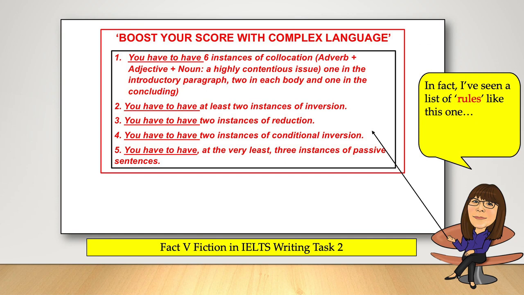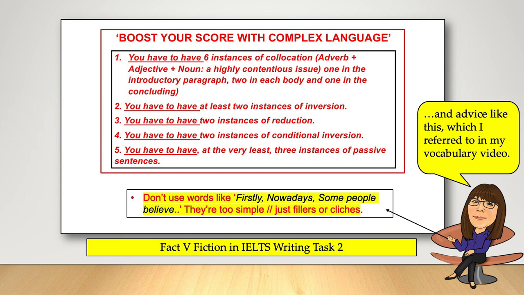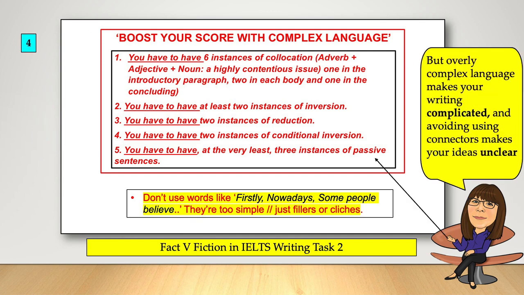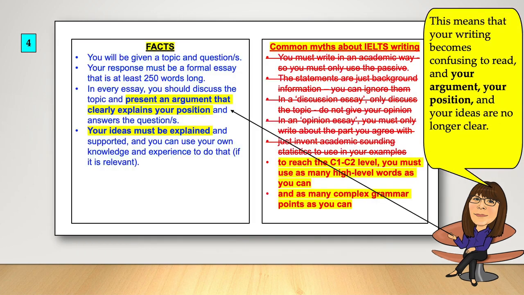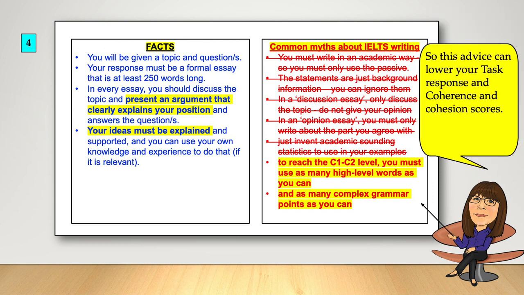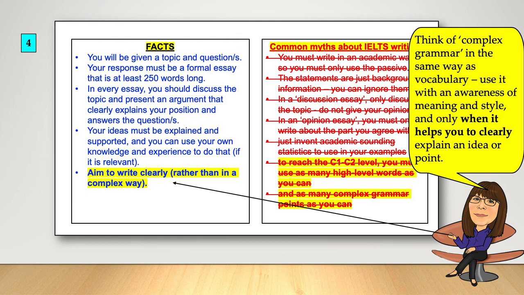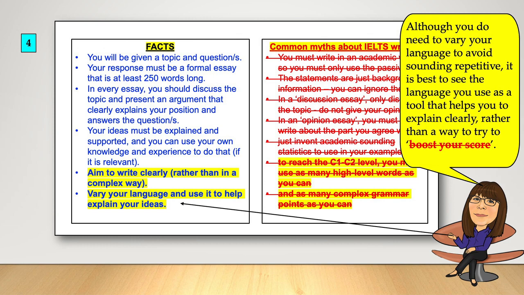In fact, I've seen a list of rules like this one, and advice like this, which I referred to in my vocabulary video. But overly complex language makes your writing complicated, and avoiding using connectors makes your ideas unclear. This means that your writing becomes confusing to read, and your argument, your position, and your ideas are no longer clear. So this advice can lower your task response and coherence and cohesion scores. Think of complex grammar in the same way as vocabulary. Use it with an awareness of meaning and style, and only when it helps you to clearly explain an idea or point. Although you do need to vary your language to avoid sounding repetitive, it's best to see the language you use as a tool that helps you to explain clearly, rather than a way to try to boost your score.